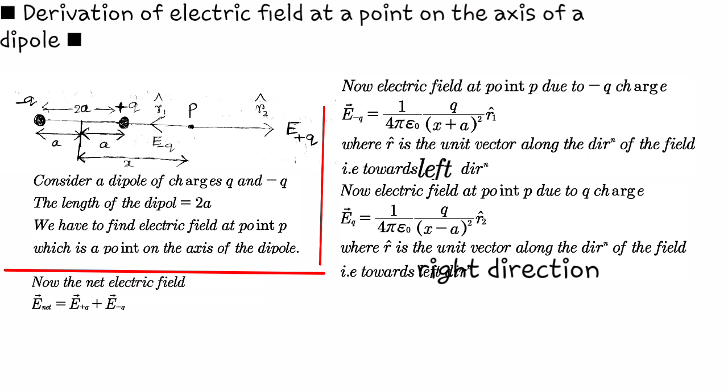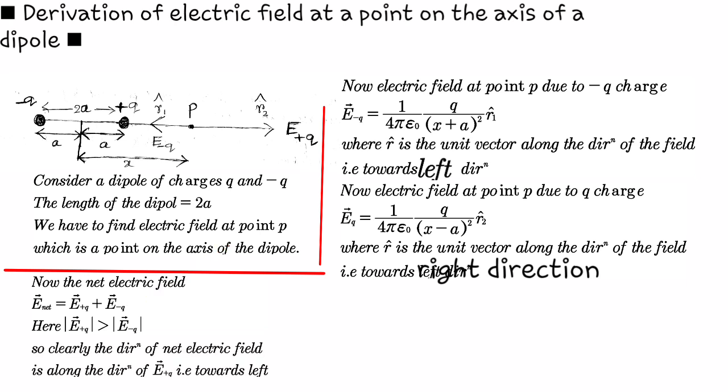Now the net electric field E net vector is equal to E plus q vector plus E minus q vector. Here the magnitude of E plus q is greater than the magnitude of E minus q, that is, the resultant direction of the electric field is along the direction of E plus q.